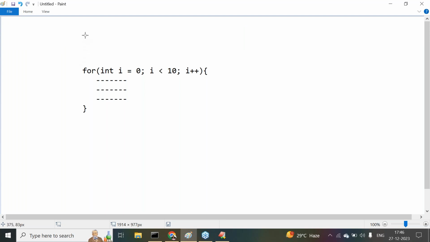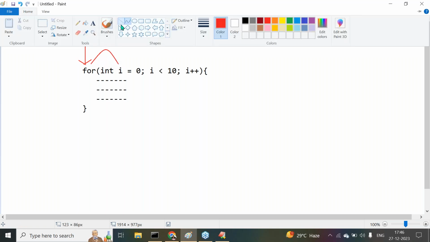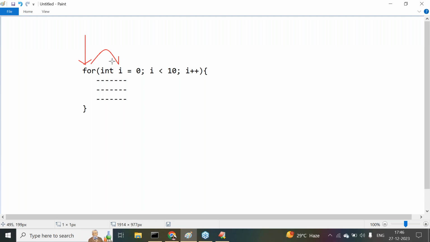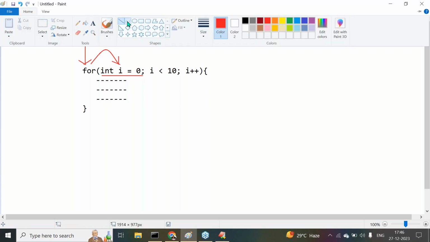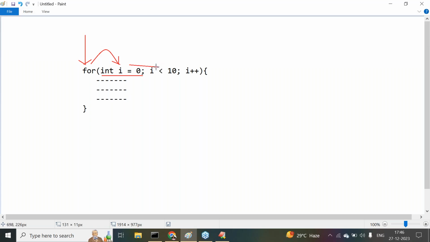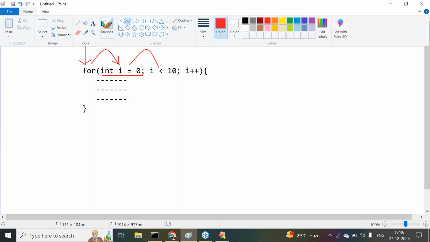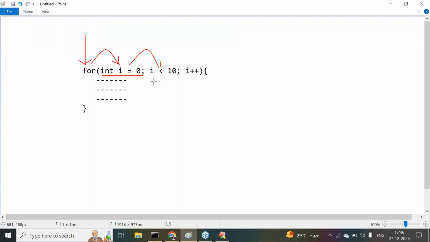Now, when we are executing this particular loop, when JVM comes to this for statement, immediately what will JVM perform there? Directly JVM will come to expression 1 and execute it. When it is executed, immediately JVM will go to the conditional expression, that is expression 2.